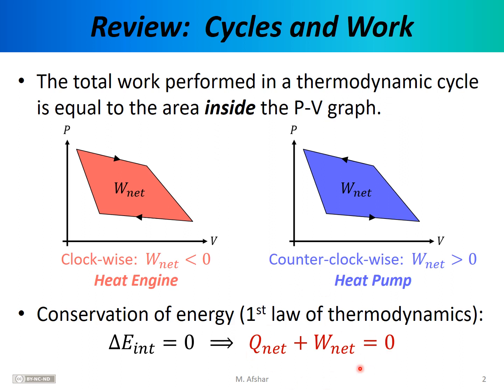What this equation implies is that there is a balance between the net work and the net heat that is transferred into or out of a system. If W is a large positive number, like plus 1000 joules, then Q must be a large negative number, like minus 1000 joules.